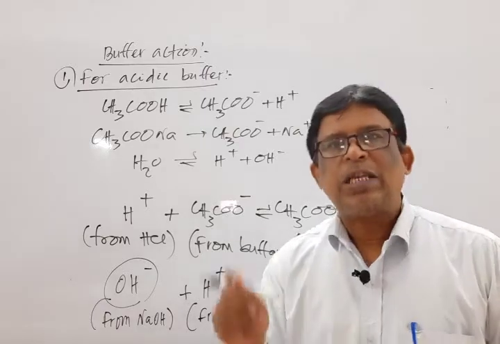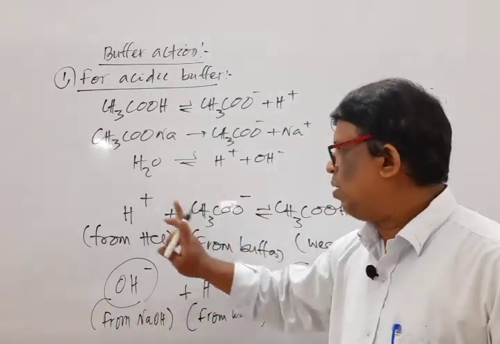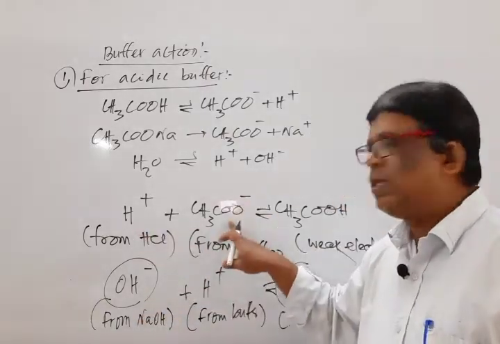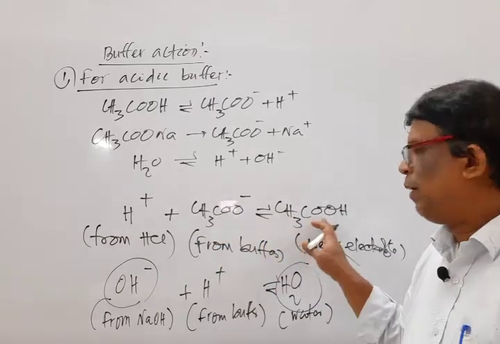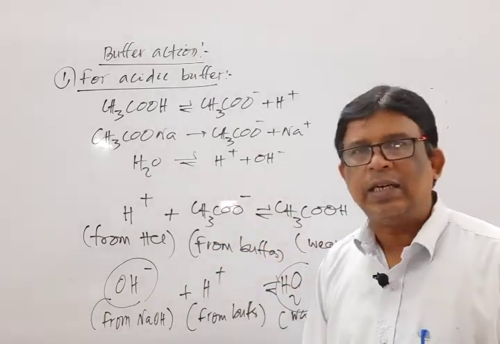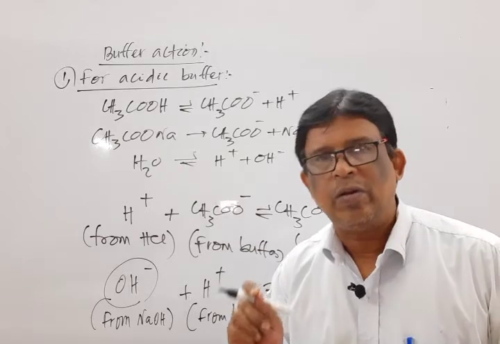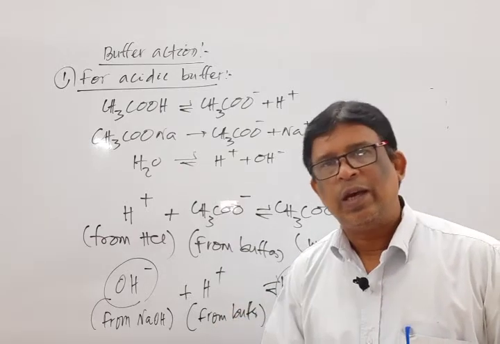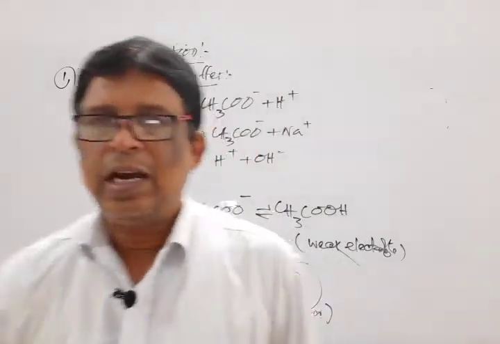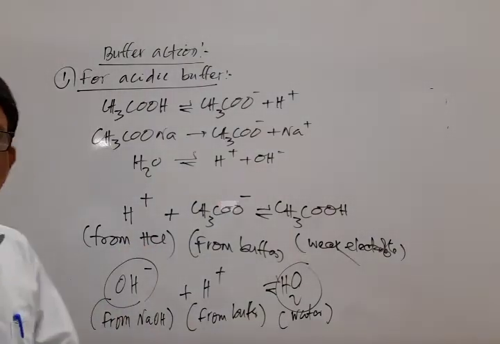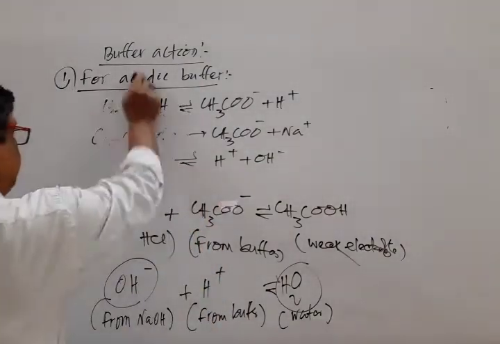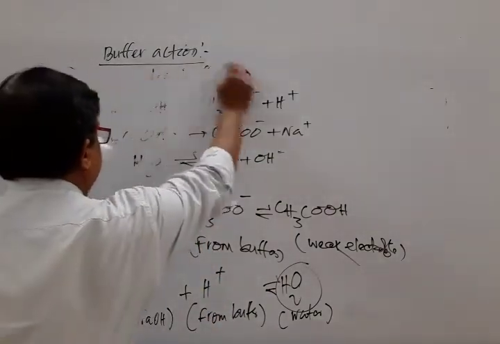Then the H⁺ ion of water combines with the acetate ion of the buffer, forming weakly ionized acetic acid, keeping the pH constant. Okay. Next page, let us verify by taking a basic buffer. Point 2.